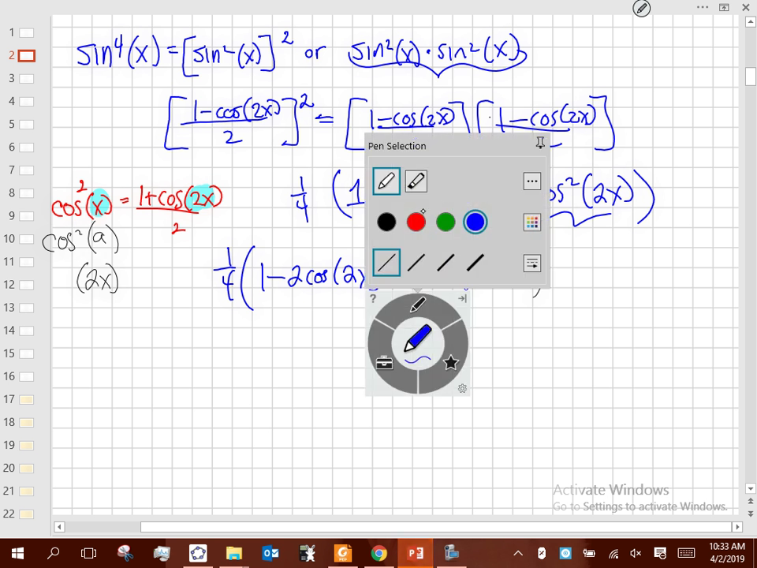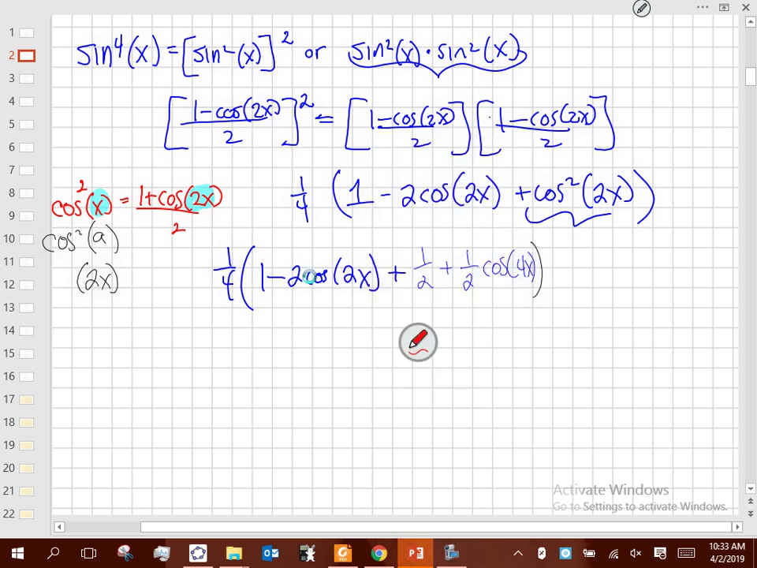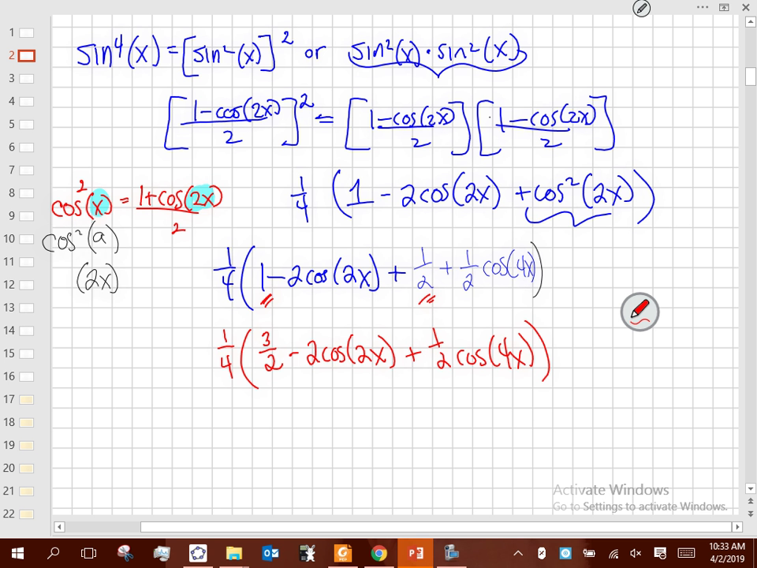And the reason I do that is for my next step. What do you see right here and right there? You add those together, can't you? 1/2 plus 1 is 3/2, minus 2 cosine 2x, plus 1/2 cosine 4x. And I think that would be accepted. That would be fine. But we can go one step further.